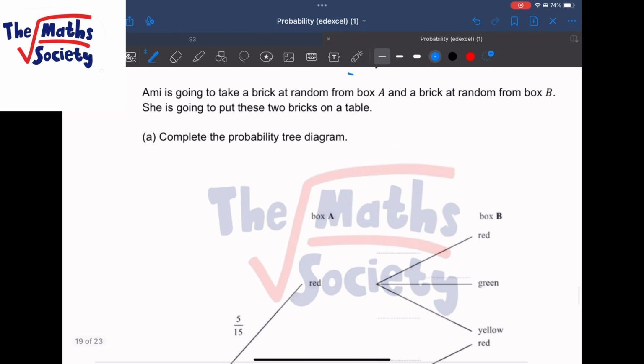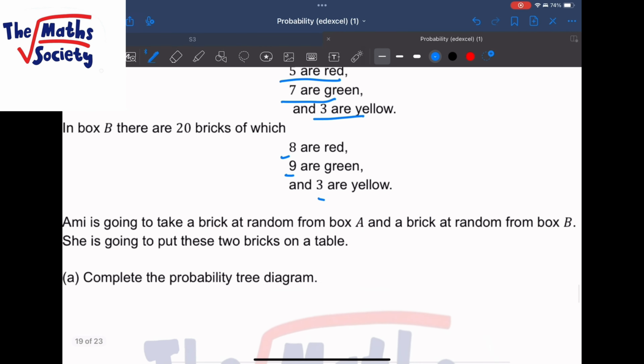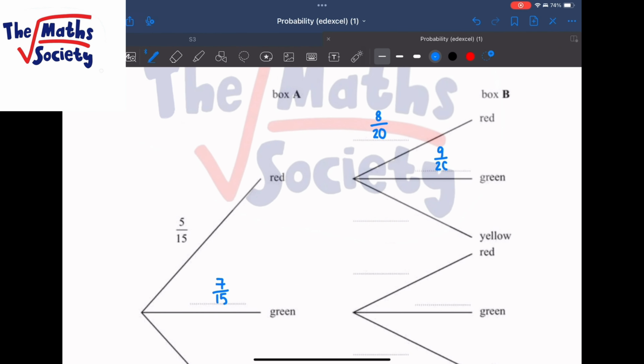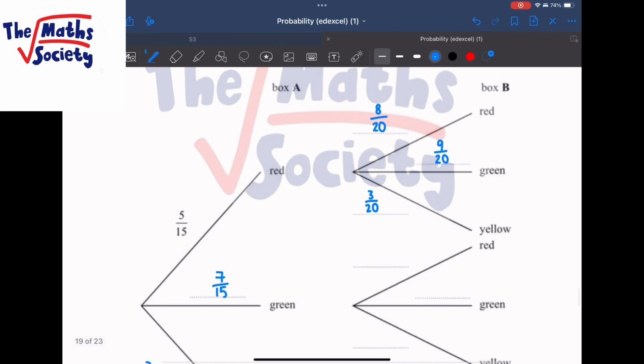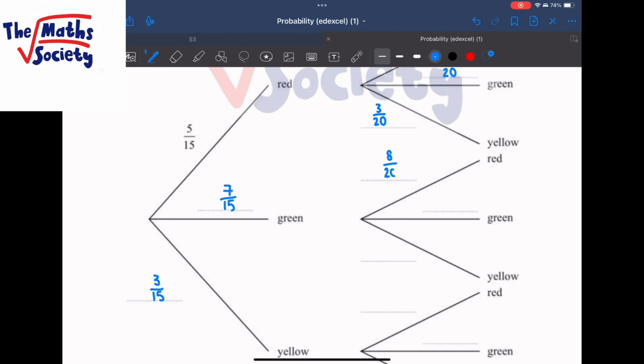So 5 in the first one, 7 green, so that's 7 by 15. And then it is 3 yellow, so 3 by 15. And then in the second box, 8 are red. Well, let's see the total. So that is 20. And then green was 9, I think, and 3. So 3 by 20. Same thing for the down one as well: 8 by 20, 9 by 20, 3 by 20. Okay, that's the tree diagram.